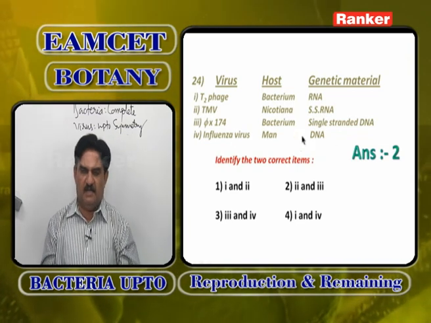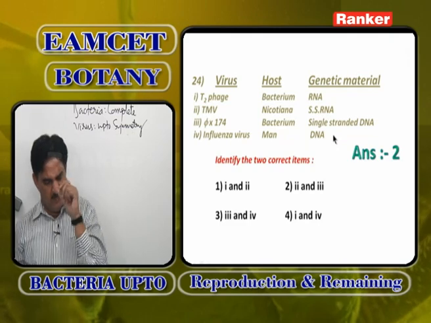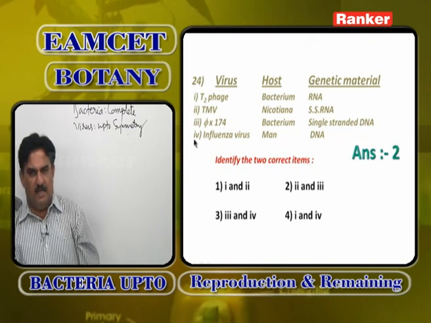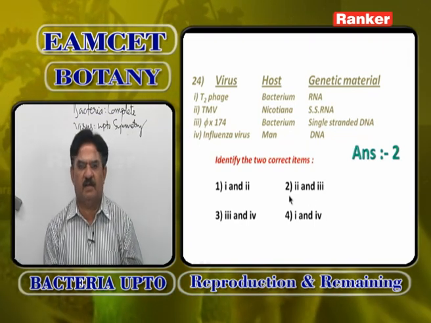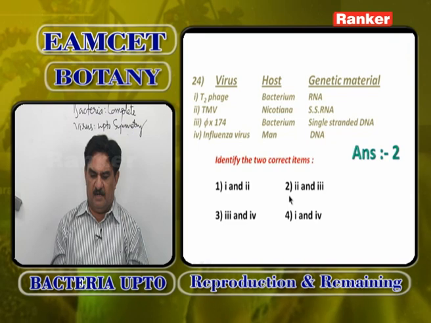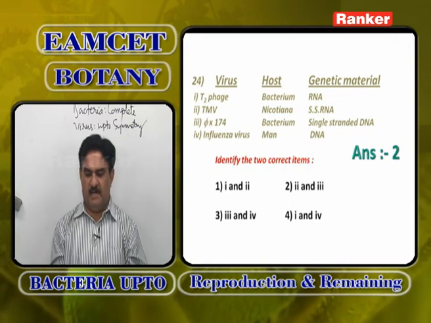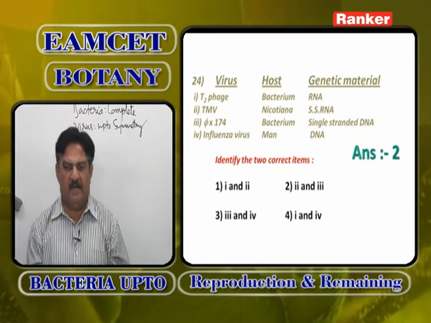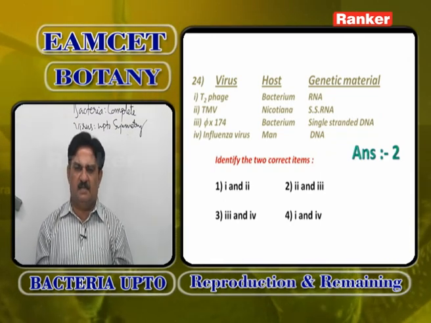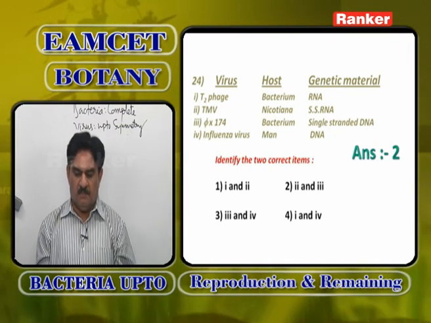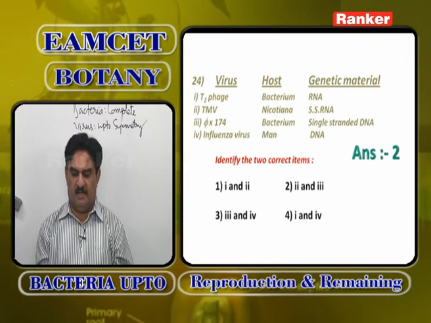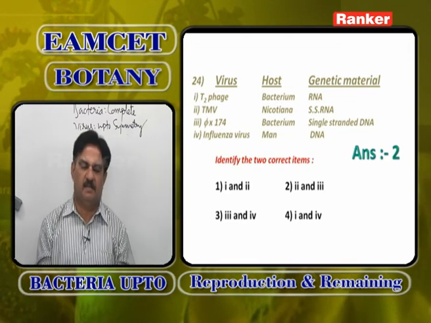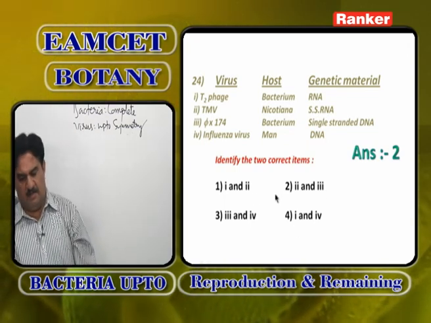Influenza virus, man, DNA is wrong, because plant viruses with DNA are Dahlia mosaic virus and cauliflower mosaic virus. Animal viruses with RNA are influenza virus and polio virus. These two are RNA containing viruses. So, influenza virus attacking man is correct, but genetic material is not DNA, it is RNA. Phi X174 bacteriophages attacking bacteria, single stranded DNA is correct. Tobacco mosaic virus, Nicotiana, single stranded RNA is correct. T2 phages, bacterium, RNA is wrong. So, the correct combinations are 2 and 3, that is second option.